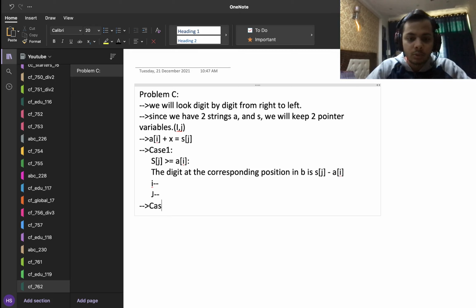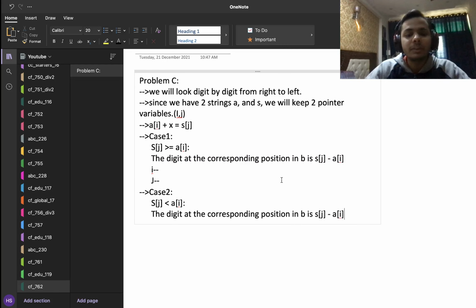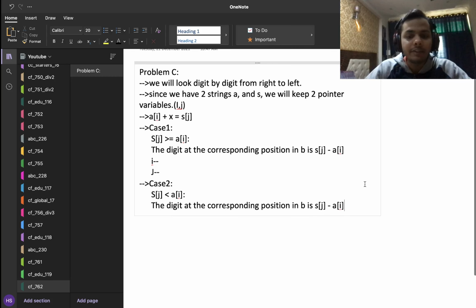But let's look at case 2, which is more interesting. So it is that S of J is less than A of I, and this simply means that there is a carryover. So all we can say is that the digit at the corresponding position in B is this time not S of J minus A of I, it is S of J minus A of I plus 10. And the reason for that is simple, because there is a carryover, right? So the digit at the position will be S of J minus A of I, which will be negative. So we will add a 10 to it, and that will be it.